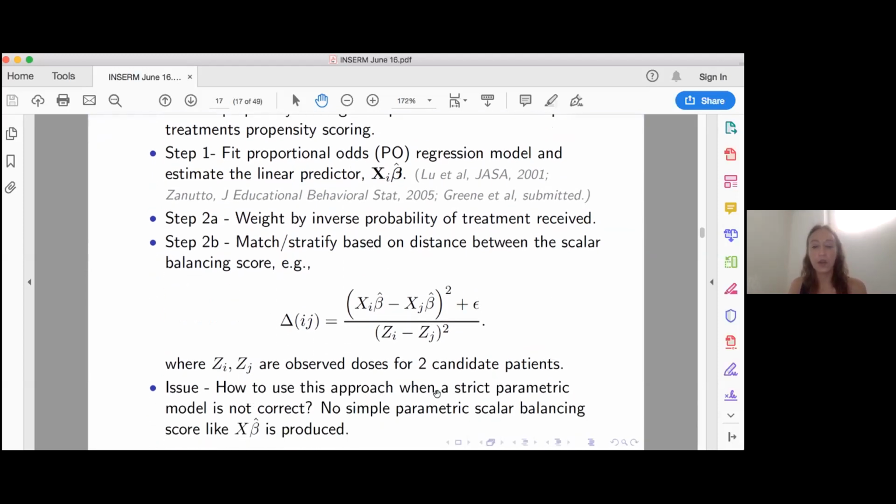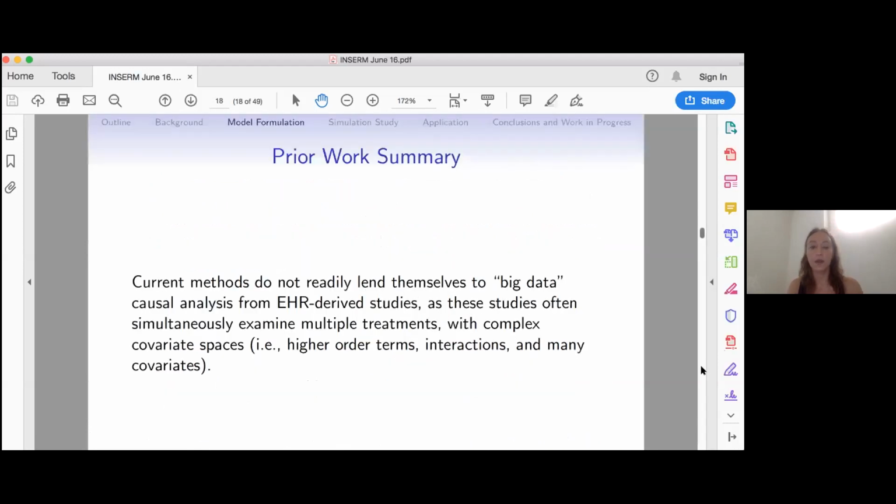But what about when a strict parametric model is not correct in step 1? There have been lots of publications on using machine learning in step 1, not using parametric modeling in step 1. So now again, you don't get that simple parametric scalar balancing score like x beta hat. X beta hat comes from the proportional odds model.